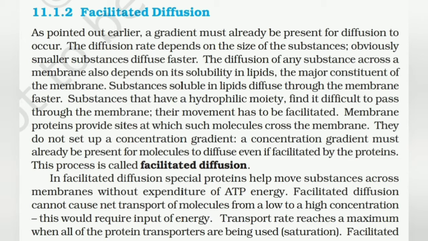So membrane proteins provide sites at which such molecules cross the membrane. They do not set up a concentration gradient. A concentration gradient must already be present for molecules to diffuse, even if they are facilitated by the proteins. So whether through protein or directly, concentration gradient is a must.